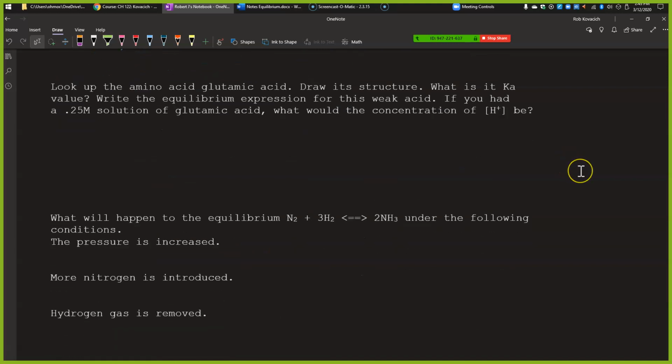Look up the amino acid glutamic acid, draw its structure. What is its Ka value? So I did have a few questions on this one because I could only find a pKa value, and that's fine. They're the same thing, almost. Okay, so first thing we're going to do is draw the structure.